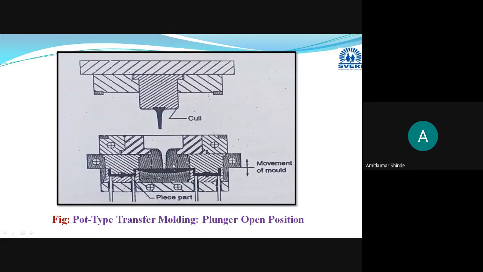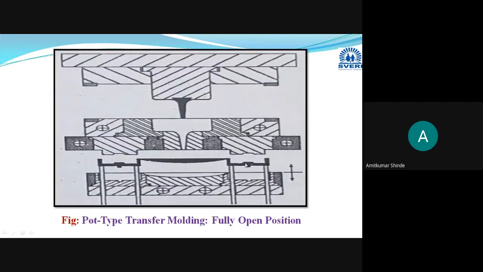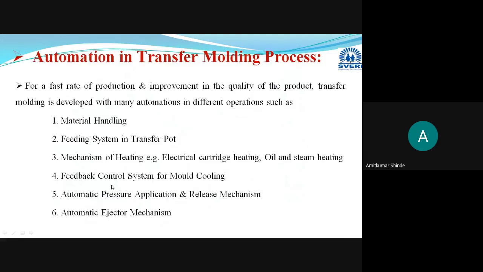You can say that. And after this, you have to remove this molded part, and the molded part is removed in this way. Second plate is removed, and with the help of ejector pins, this part is removed. Meaning this pot type transfer molding process or this mold consists of three plates. First plate, second plate, and this is the third plate. Okay. Now we will move on.